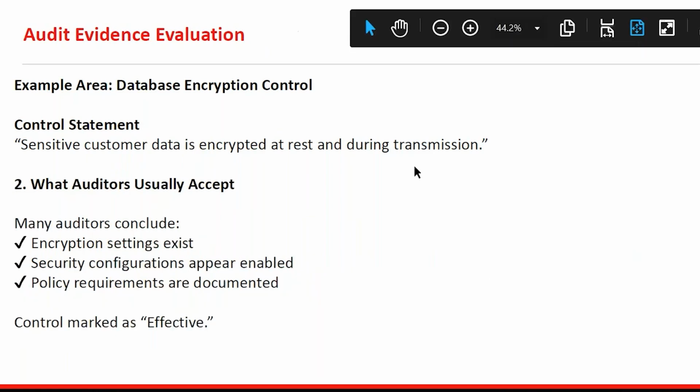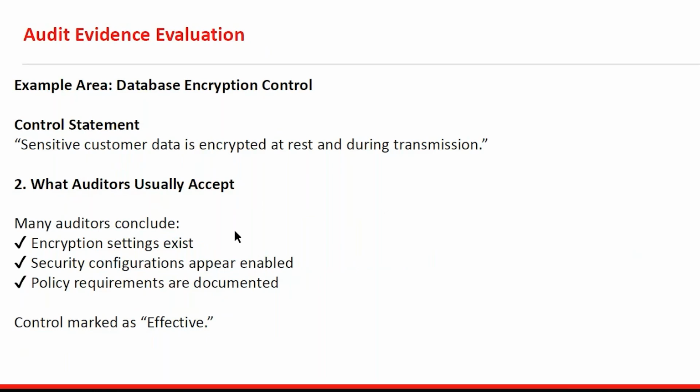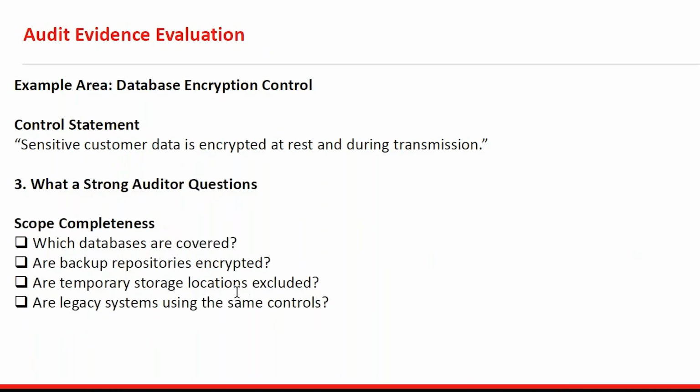Okay, so these are the evidences provided. Now, what do auditors usually accept? Usually, auditors look for whether there are settings for encryption, whether the configuration is enabled, and whether you have relevant policies documented. With this, most of the time we come to a conclusion that the control is effective, right? But what else can you look for?